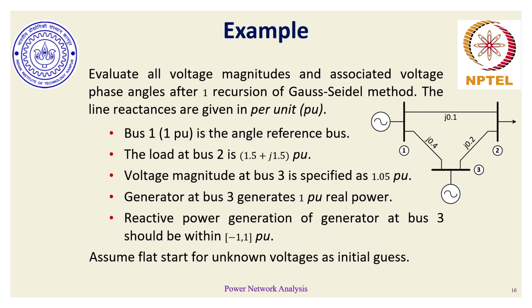We'll conclude the discussion today with an example in which we take a 3-bus network. Bus 1 is given as the angle reference bus. Bus 2 is a PQ bus. Bus 3 is a PV bus with voltage of 1.05 magnitude, and power is 1 pu at bus 3. Reactive power generation should be between -1 and +1 pu. So how do we solve by the Gauss-Seidel method for one recursion, choosing a flat start as the initial guess for the unknown voltages? Since bus 1 is the angle reference bus, its voltage magnitude is given as 1 pu.